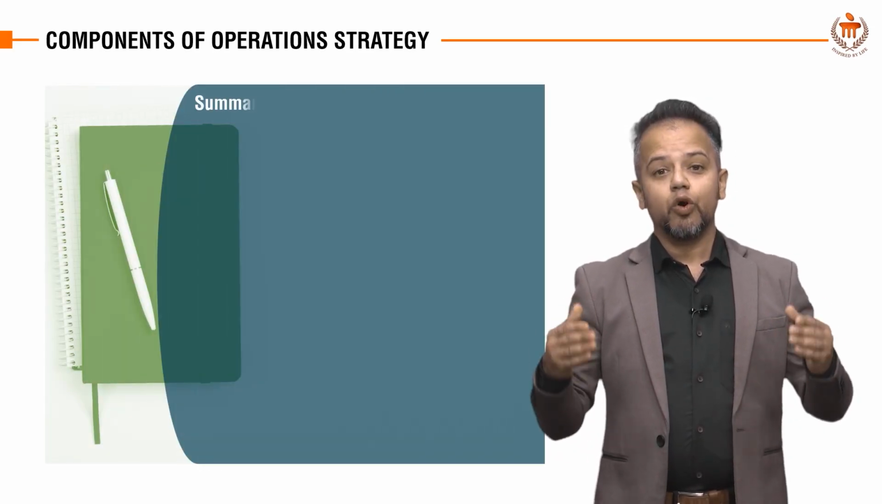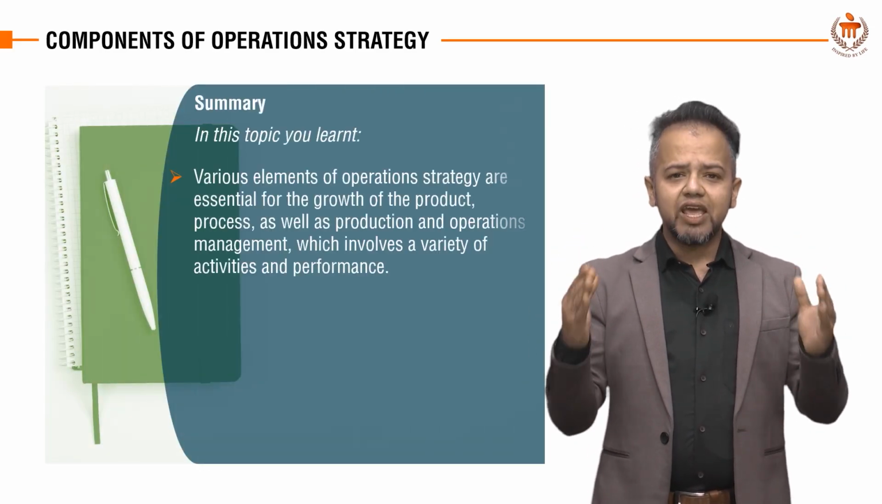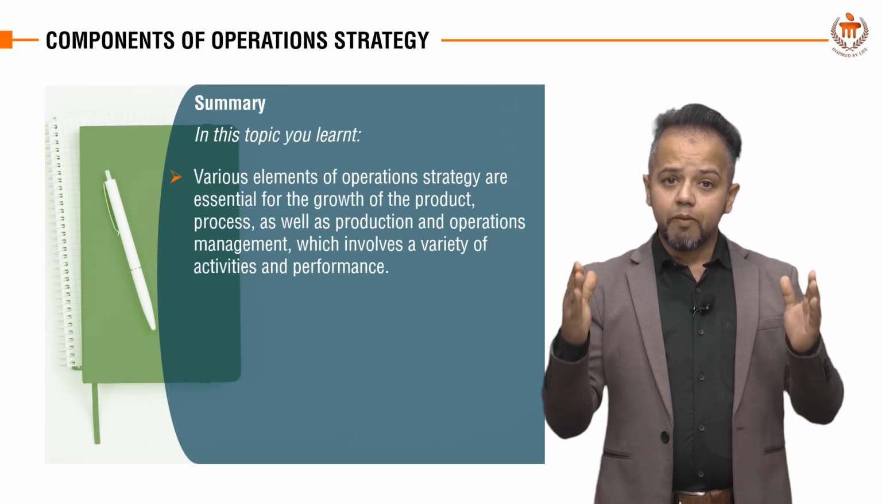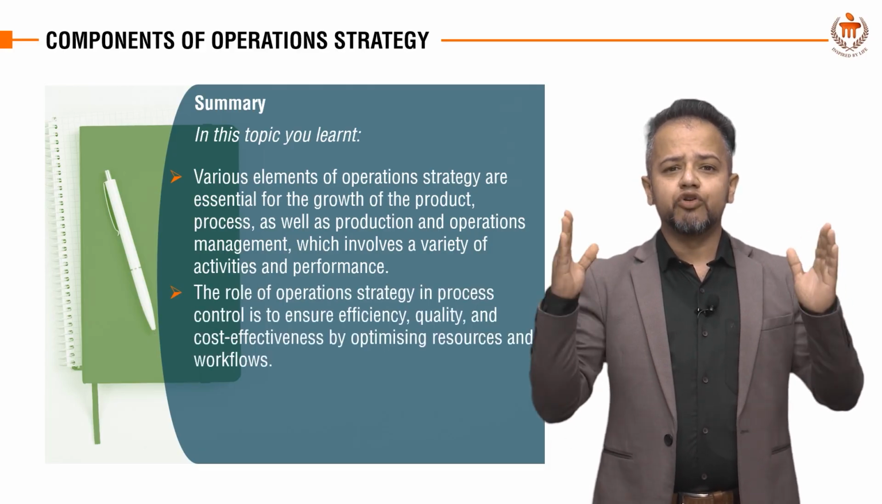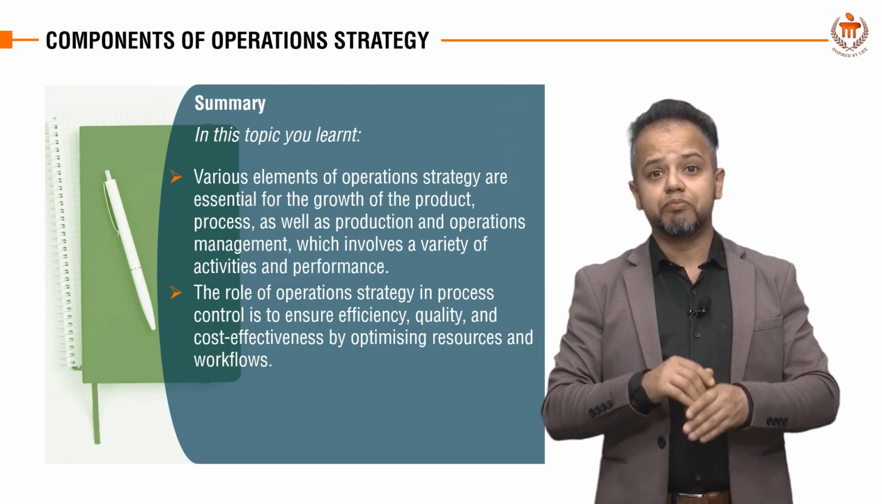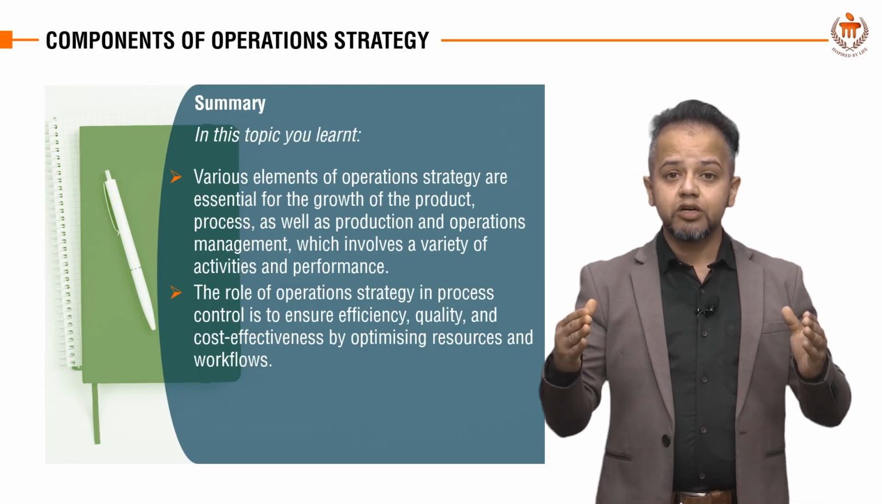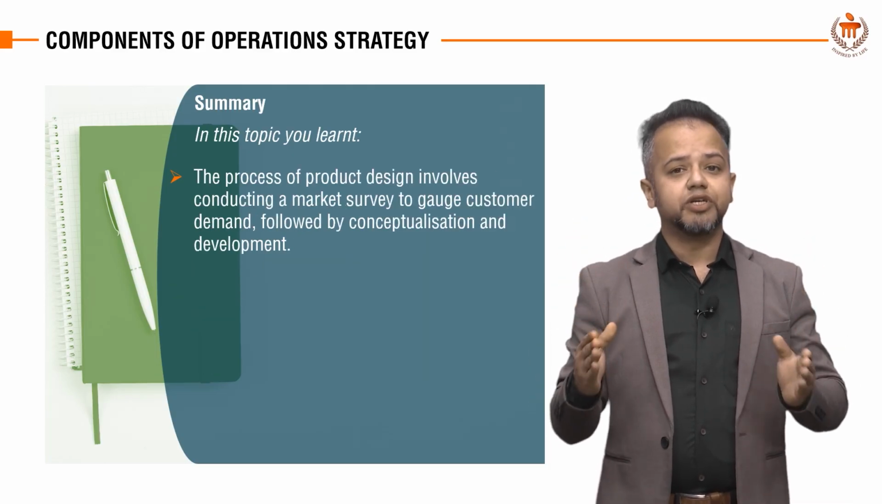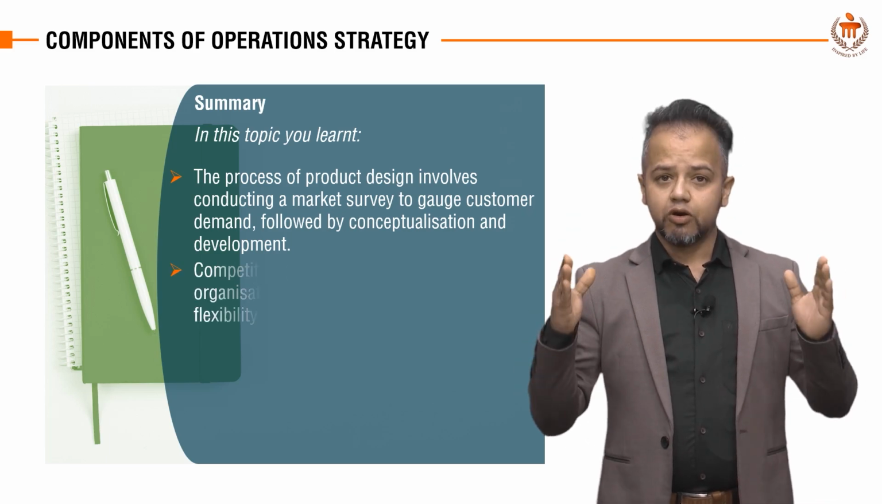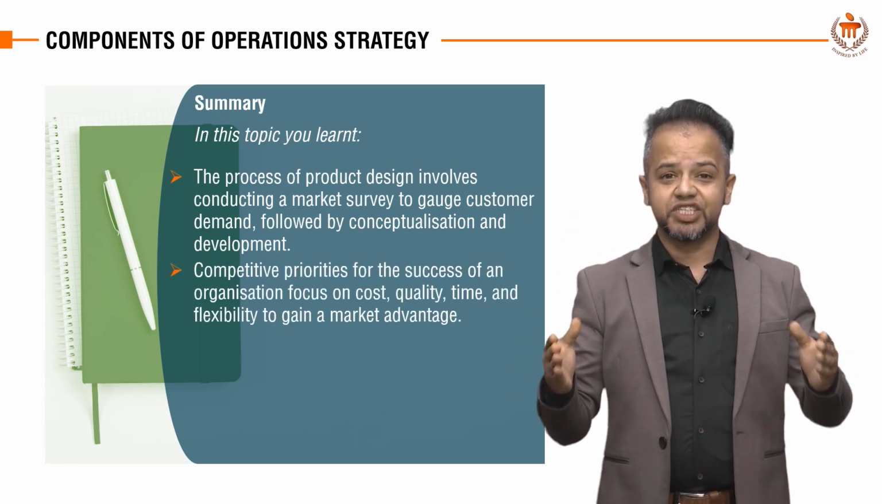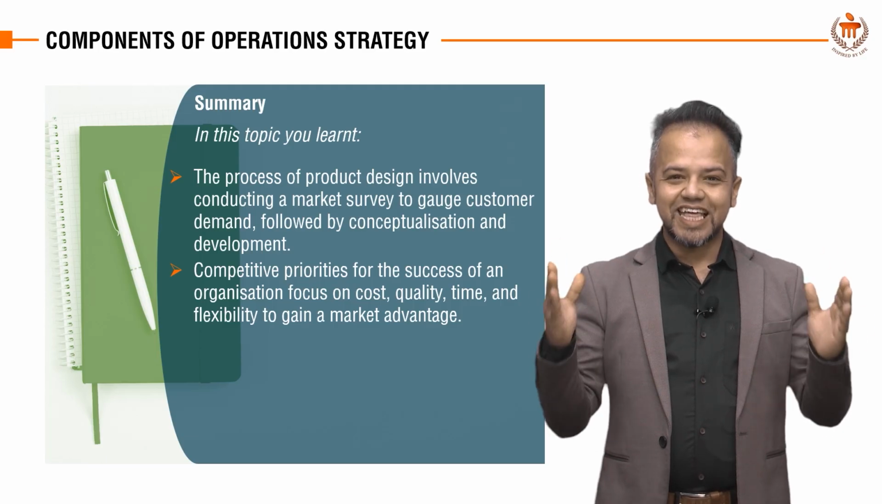In this session, we have learnt about various elements of operations strategy. We have also learned about the varied role of operations strategy in process control. We have learned about the process of product design, and finally we have also learned about competitive priorities for the success of an organization. That's all for today.